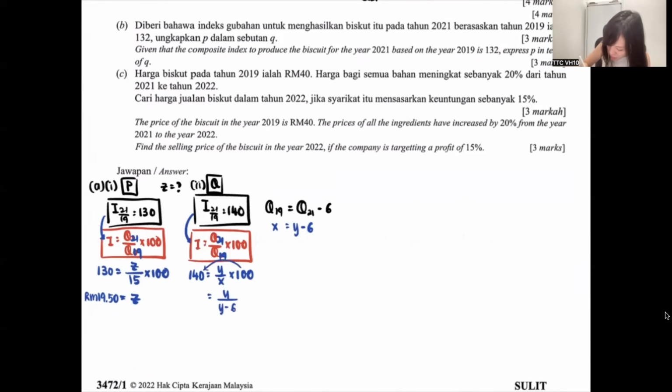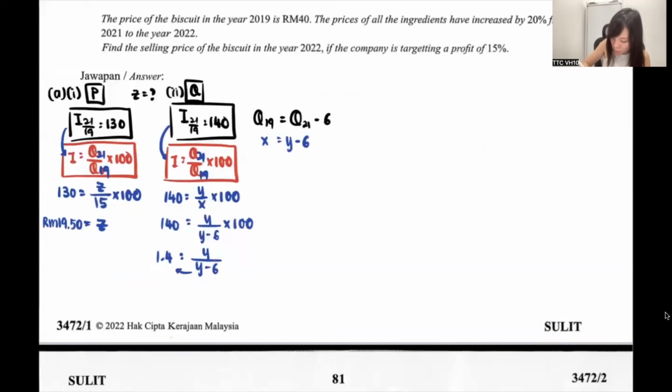So times 100, move it over, divide by 100. Okay, I write nicely lah. Times 100 equals to 140. So times 100, move it over, divide by 100. Okay, move around, divide, move up, times. 1.4 times Y minus 6 equals to Y. Open bracket, isn't it? 1.4Y minus 8.4 equals to Y. Continue move around so you're able to get the answer.